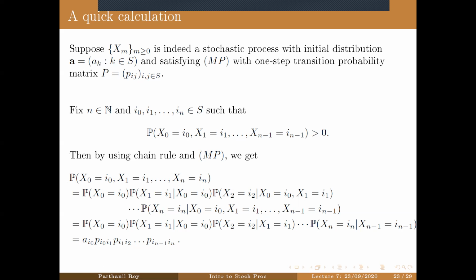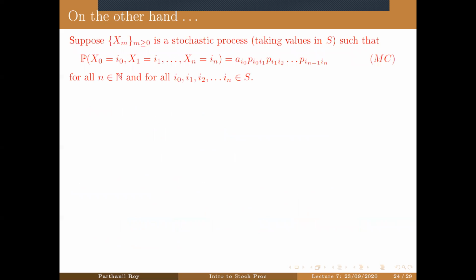So if indeed we have a stochastic process with initial distribution A satisfying this MP, and one-step transition probability matrix P, then the joint probabilities look like this. Now suppose we have a stochastic process taking values in S such that the joint probabilities have this form. Let's call this equation MC. Note that for joint probabilities, we are not putting any restriction. We are just doing it for all i0, i1 up to in in S and for all n in N.